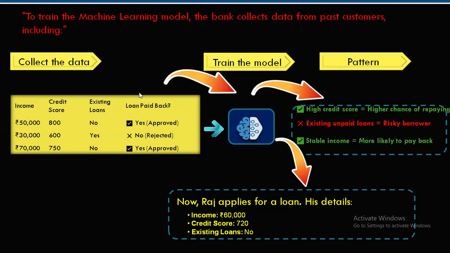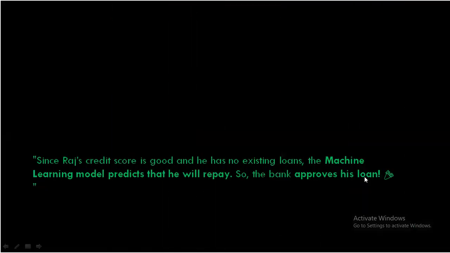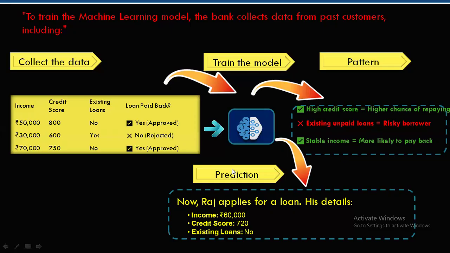You need historical data. You need to collect the historical data, and then train the model to extract the pattern automatically from this training data. Then, when you apply this model on the unseen data, the new data, it makes the prediction automatically, right? So here, since Raj's credit score is good and he has no existing car loan, the machine learning model predicts that he will repay, so the bank approves his loan.